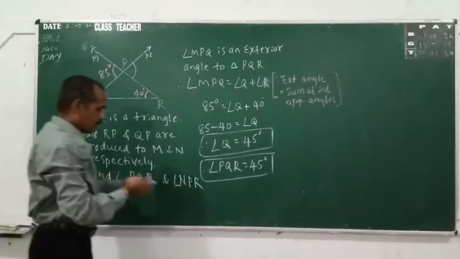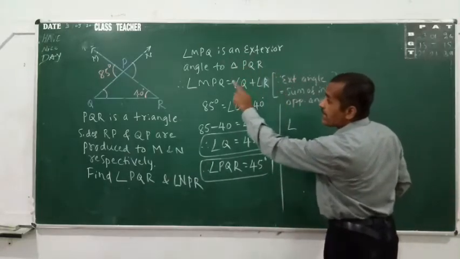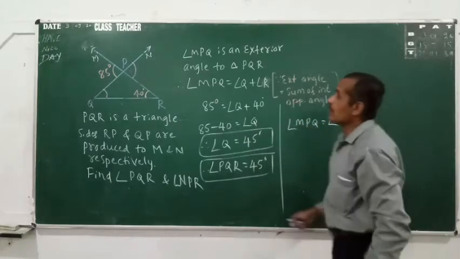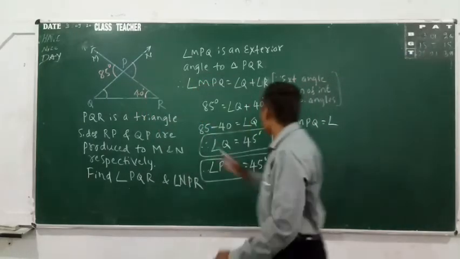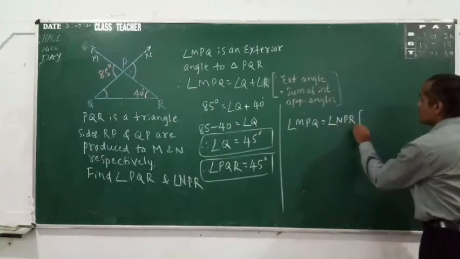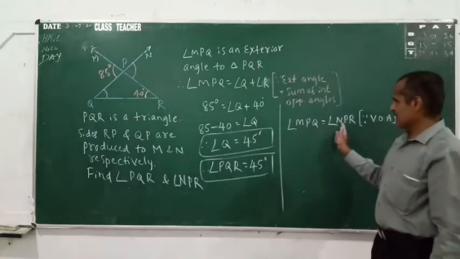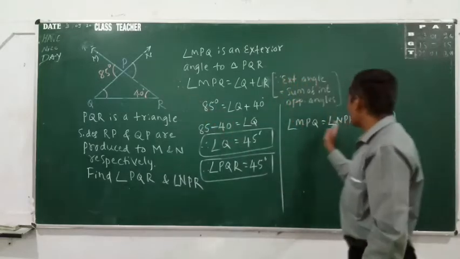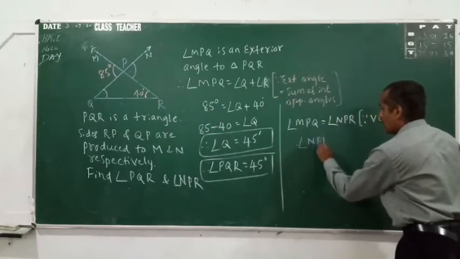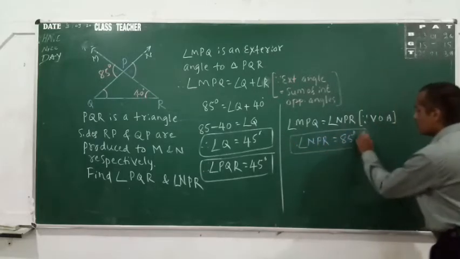This is also 85 degree. I can write angle MPQ is equals to angle what? NPR. This is because vertically opposite angles. Which angle is known? MPQ is known. That means this is also 85. Therefore, angle NPR is also equals to 85. That is the end of the problem.